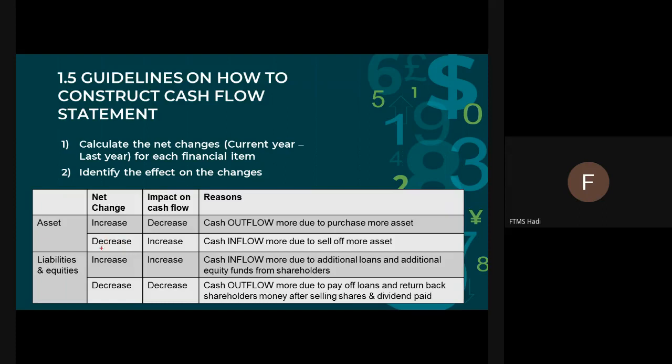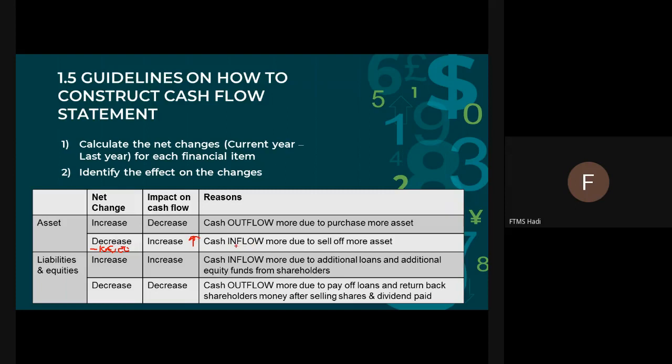All right. What if, let's say, the net change is decreased? That means the value of asset is decreased by 10,000. Let's say from 2019 to 2020, it is 60K in 2019, and in 2020 your asset will become 50K. That means the difference is negative 10,000. That means decrease. Therefore, the impact on cash flow will be reversed, which is increase.